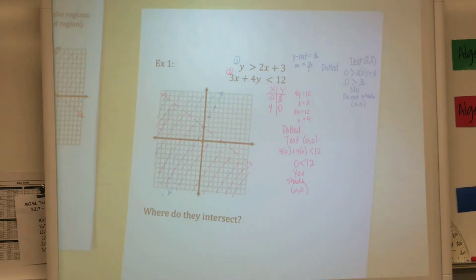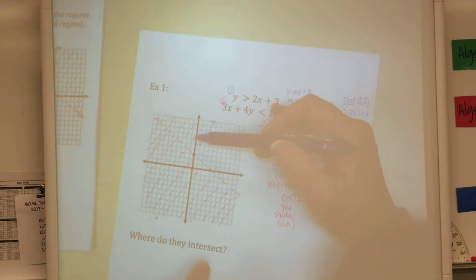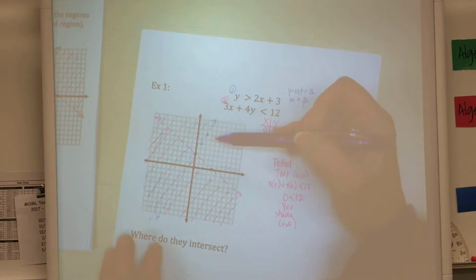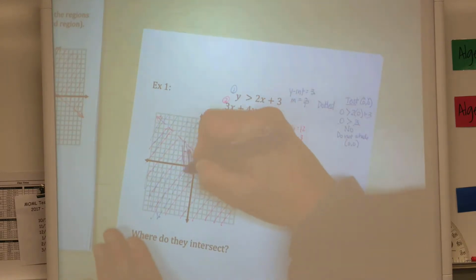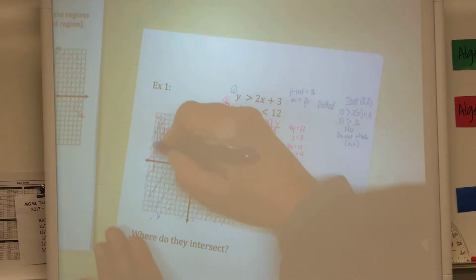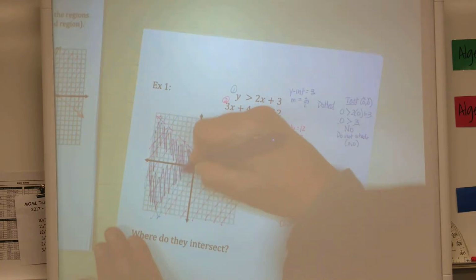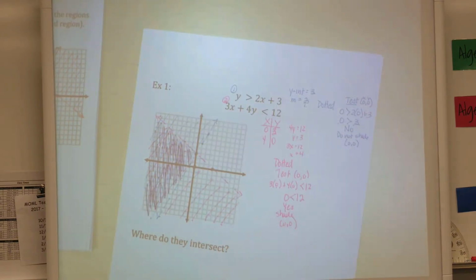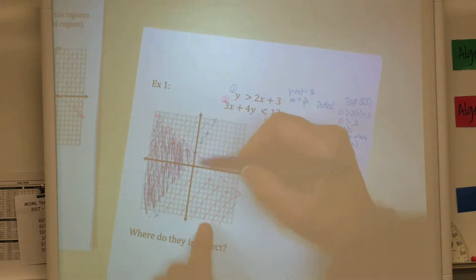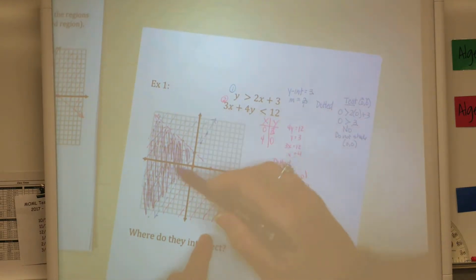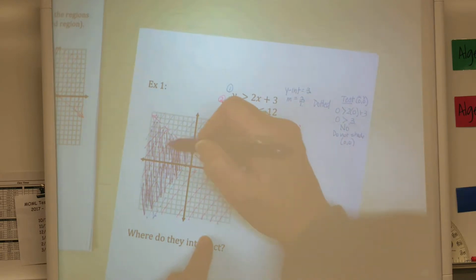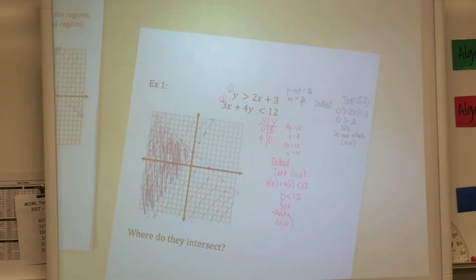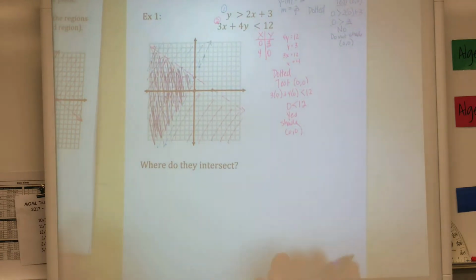But you have to be really careful, your teacher's going to want to see all of the shading for both lines. But then what they're going to want to see is this part where they overlap. You see where the blue and the pink overlap? That's your actual solution. So either shade it in another color or shade it in really, really dark. What your teacher needs to see is the light shading to show that you knew which side of the line to shade on. But the dark shading shows where the two shades overlap. That's your intersection. Okay?